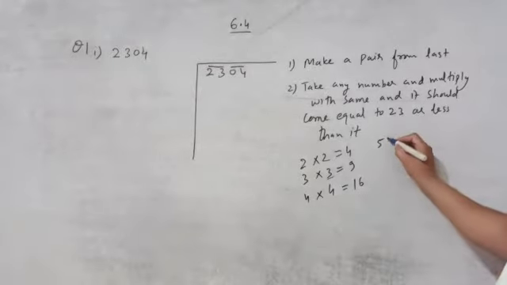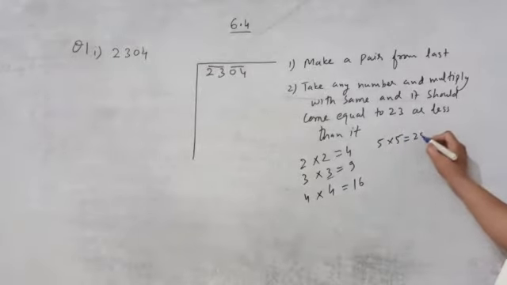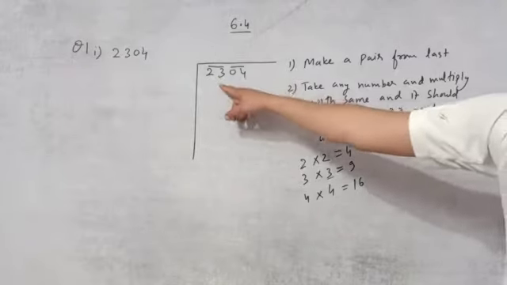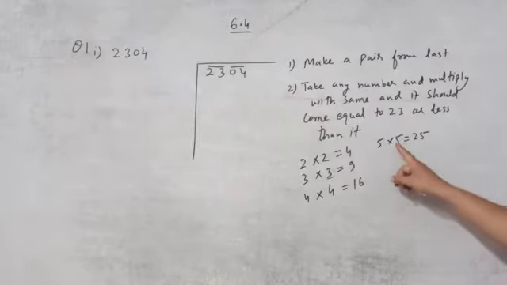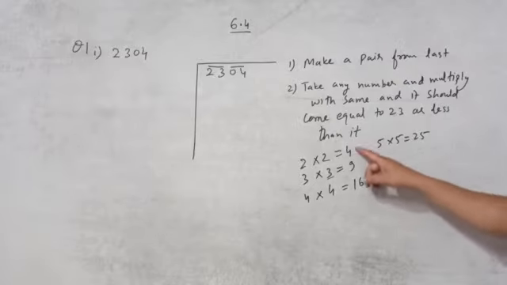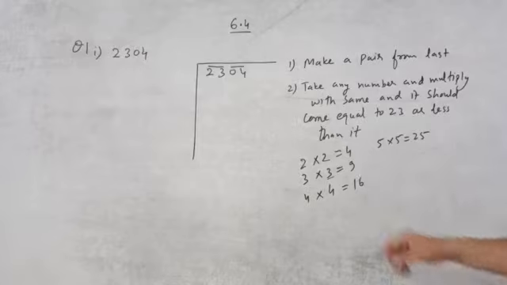If we take 5, then we multiply with 5, and it comes to 25. 25 is greater than 23, so we cannot take this 5. So which is the maximum less number? This 16 is the maximum of all the smaller numbers. So this 16 will come here.